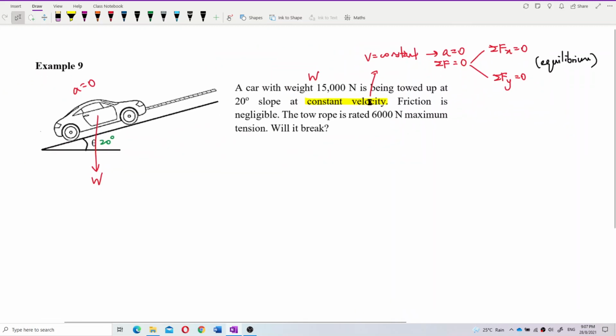And then it's being towed up, that means it must have tension. There must be a chain or a rope to tow up the car, so it must have tension. Understand? Friction negligible, so we can say this surface is smooth because there is no friction. Friction is 0.